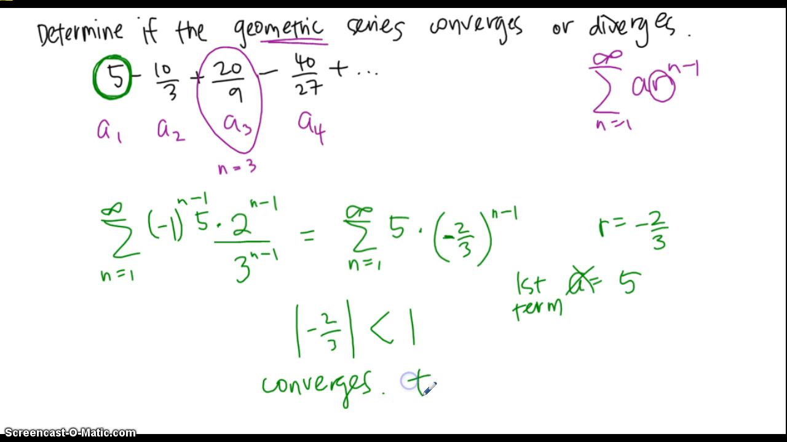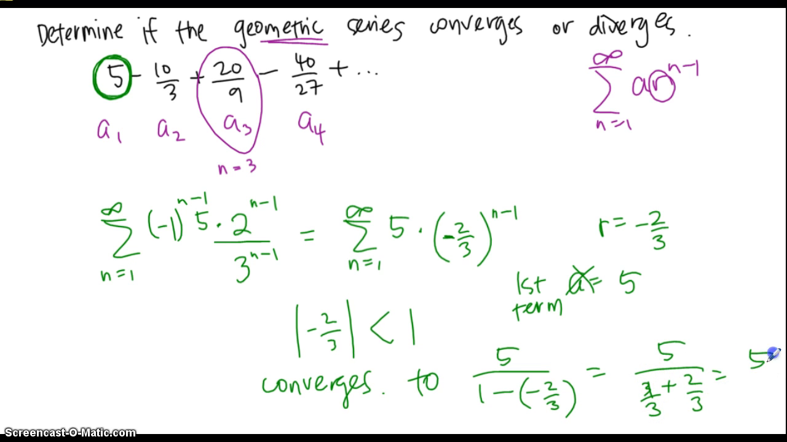What does it converge to? It converges to the first term over 1 minus the common ratio. So it will converge to 5 over 1 plus 2/3. So this becomes 3/3, and I get 5 over 5/3. It will converge to 3. So if I add, subtract, and keep going forever and ever, this will actually add up to 3.